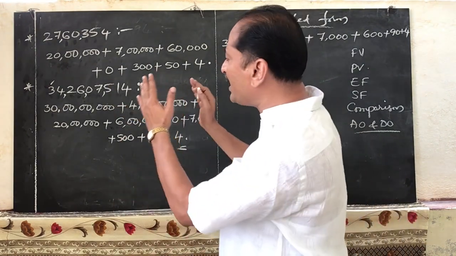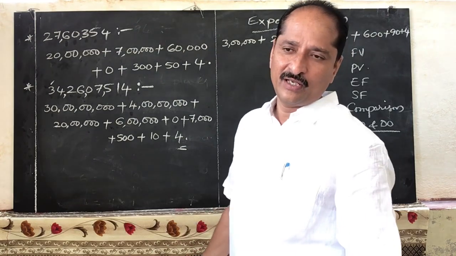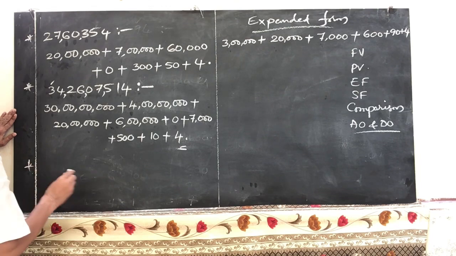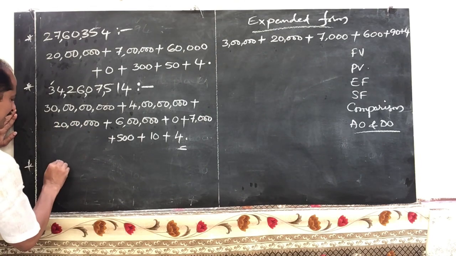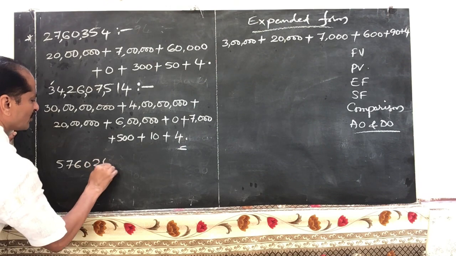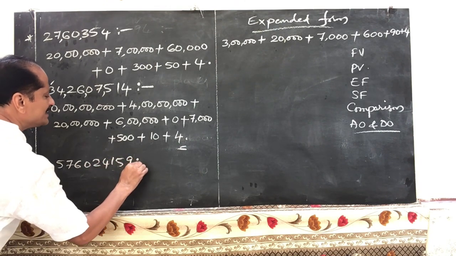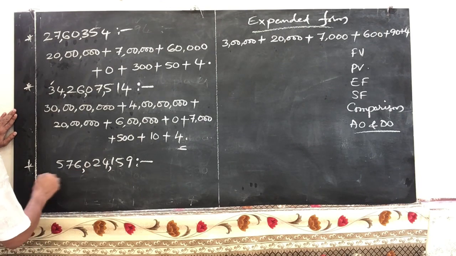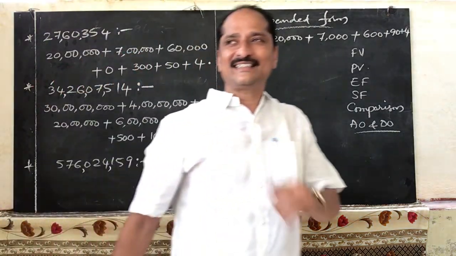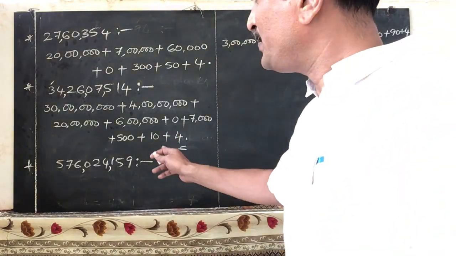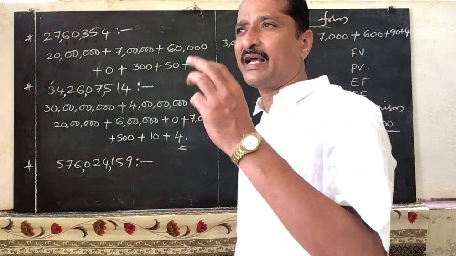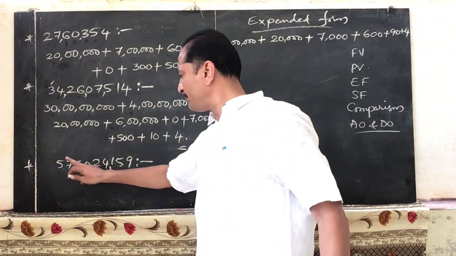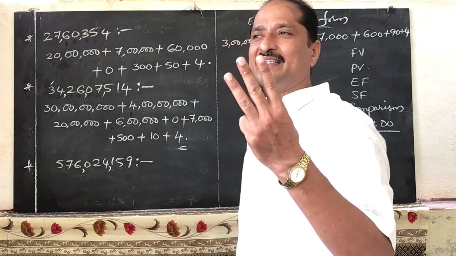Now the same number we have to write down in international system also. Or otherwise you can take another number. Okay, let us take another number. Take a 9 digit number: 576 024 159. So how many digits are there in this number? Units period 3 places, thousands period 3 places, millions period 3 places. Why? This is an international system. So we divide each period into 3 places because international system has 3 periods only: units period, thousands period, millions period. So each period contains 3 places.